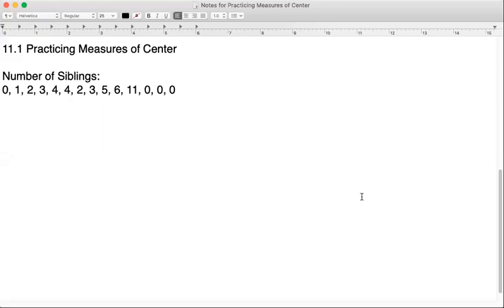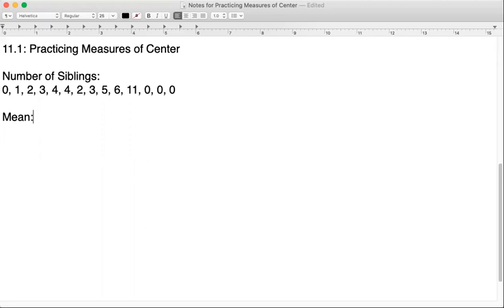All right, so today we're going to take a look at 11.1, practicing measures of center. Looking at this is our data set. This is the number of siblings of a group of students, and we need to find the mean, median, mode, and range. So we're going to begin with the mean.